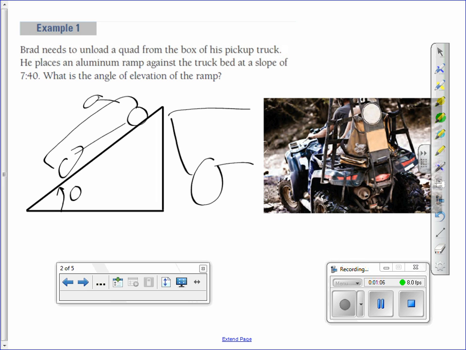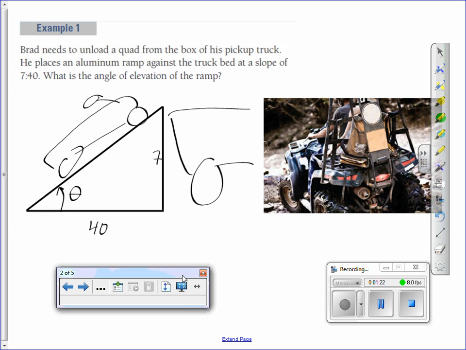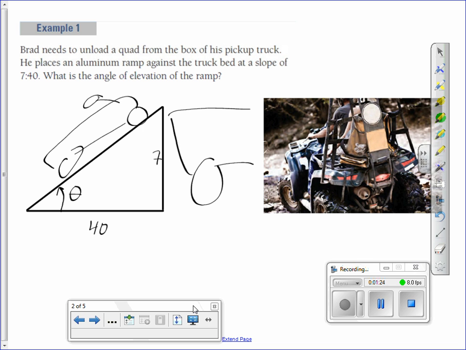Sometimes the Greek letter theta is used to represent angles. And if the ratio is 7 to 40, that means it's 40 over and 7 up. To figure that out, we are going to have to use our geometry skills. If you remember the acronym SOHCAHTOA, we're going to use the TOA portion of that.